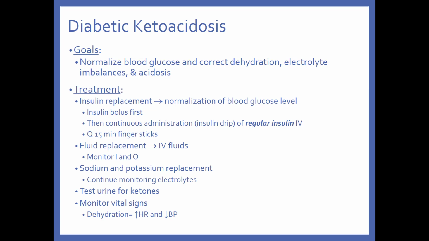And also think about with insulin administration, insulin causes potassium to shift into the cells. So once we start giving all this insulin to correct their blood sugar level, we can then see a secondary hypokalemia happen because of the shifting of potassium into the cells. So potassium replacements might be needed to help normalize their potassium level.